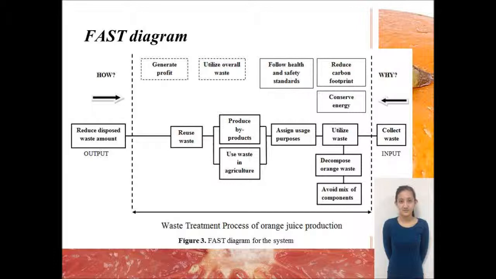Special parameters of the process will be found in the upper region of the diagram, where dashed blocks correspond to design criteria that should be taken into account during the pathway. In this case, they are generate profit and utilize overall waste, whereas upper region blocks stand for all time functions that should be met, such as health and safety standards, reduce carbon footprint, and conserve energy.